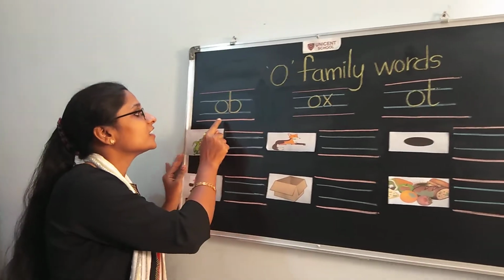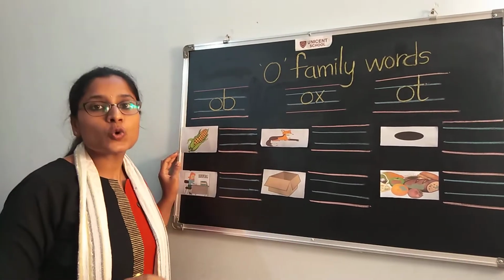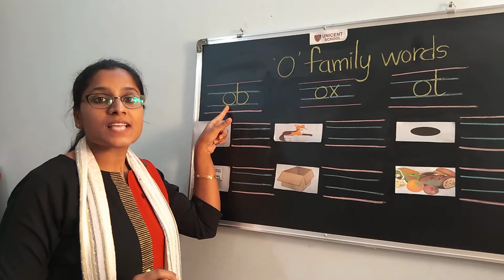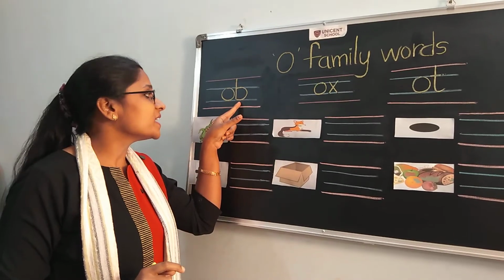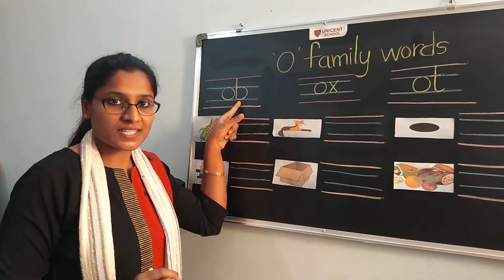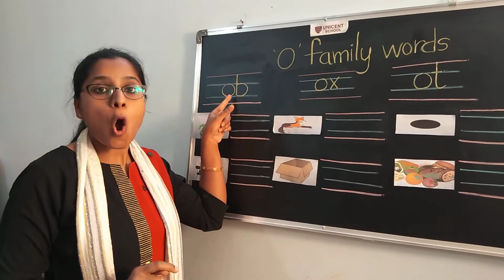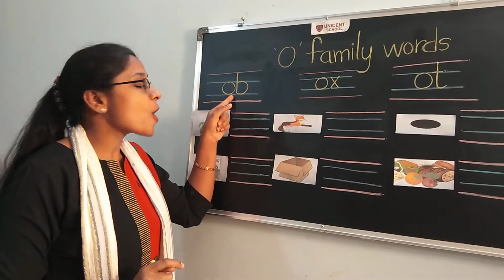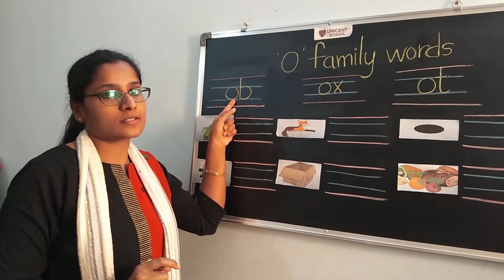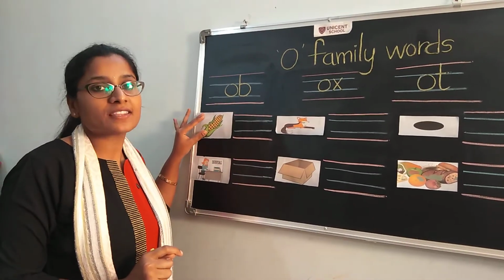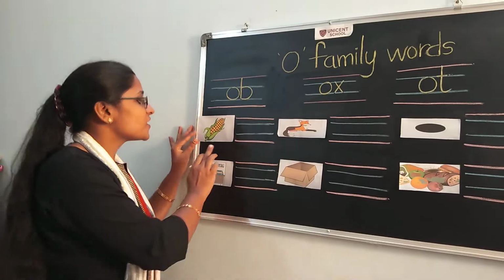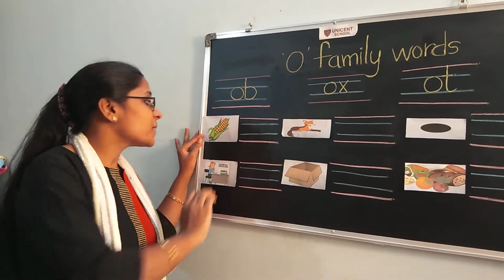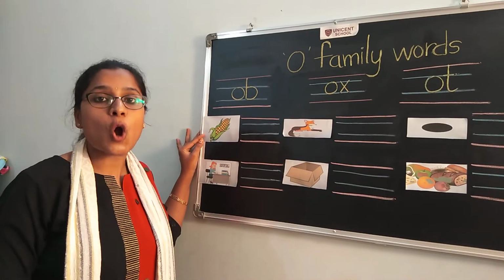Now, here you can see two letters. O, B. O makes the sound O. B makes the sound B. O, B. Ob. So these two pictures belong to Ob family pictures. Let's see how we can write the first picture. The first picture here is sweet corn, but it is also called cob.